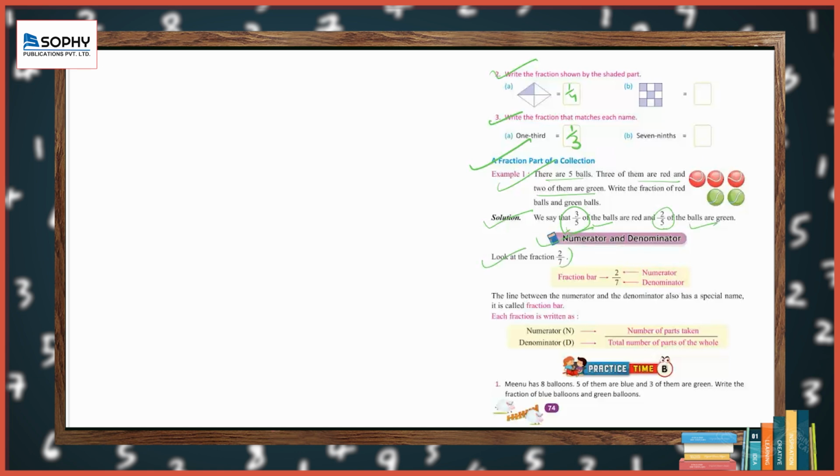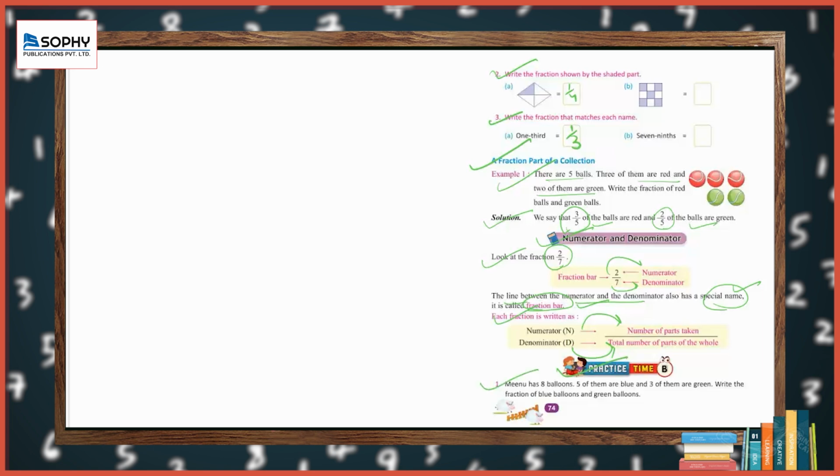Now let's look at the numerator and denominator, students. Look at the fraction 2 by 7. Here 2 is the numerator and 7 is the denominator, students. The line between the numerator and denominator also has a special name and is called the fraction bar. Each fraction is written with the numerator, meaning the number of parts taken, and the denominator, meaning the number of parts of the whole.